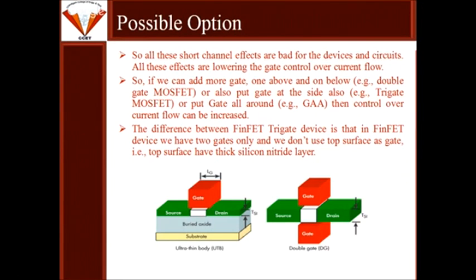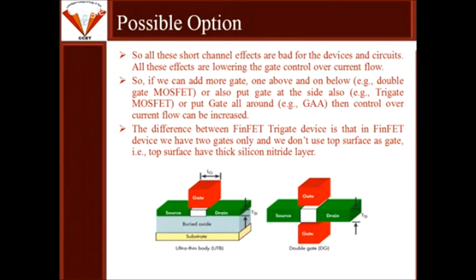Suppose VGS is off, it means there should not be any channel. And when VGS is on, in both cases, if the gate region is on both sides, then there will be more control over the electrostatics. It means a more controlled current will flow. So if we add more gates, one above and one below, for example a double gate MOSFET, or put another gate at the side, that is a tri-gate MOSFET, or put the gate all around, that is gate all around, then control over the current flow can be increased.